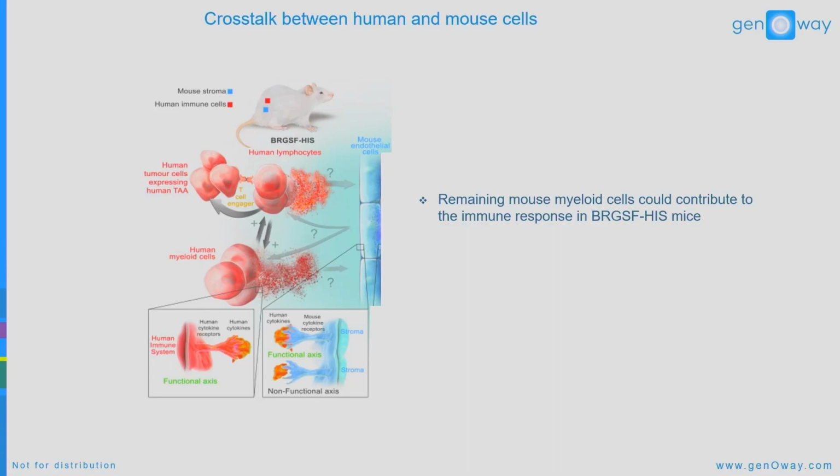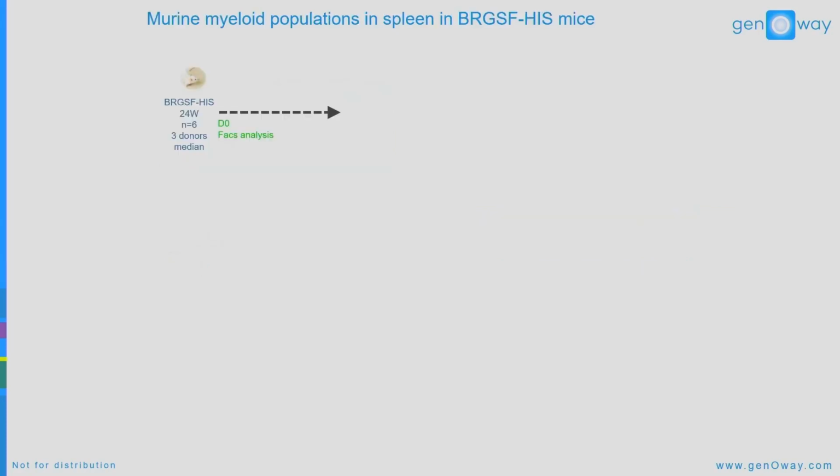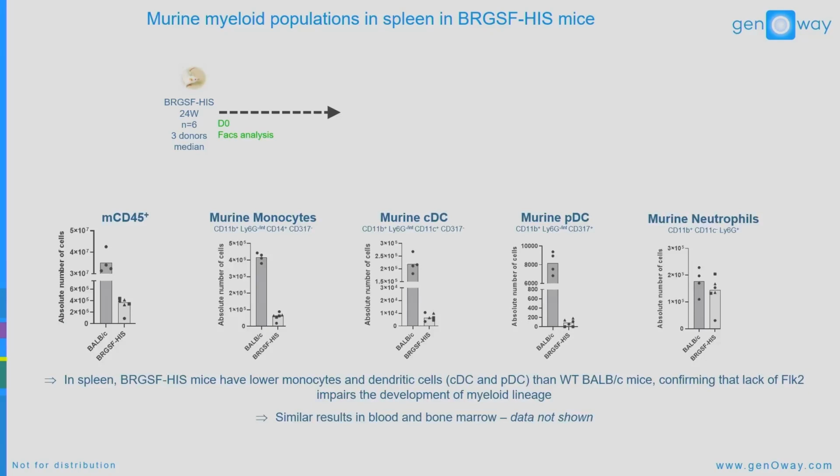We said at the beginning that the FLT3 knockouts, also known as FLT3L, result in a reduced mouse myeloid compartment. What does it mean, practically speaking? We just ran a study where we focused our flow analysis on mouse CD45 positive cells. And we compared the HIS mice to wild-type Balb/c. And what you can see here is a drastic decrease of mouse myeloid cells.